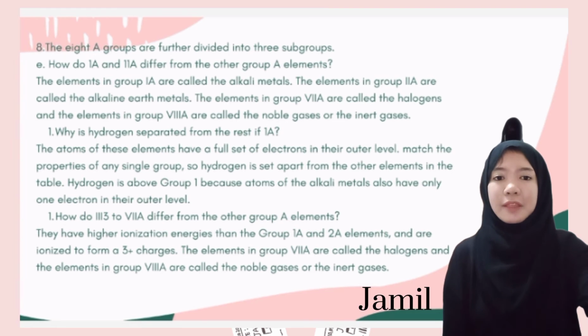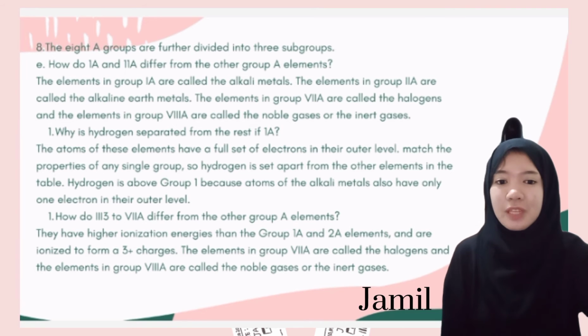And how do A3 to A7 differ from the other group A elements? So our answer is they have higher ionization energy than the group A1 and A2 elements and are ionized to form positive charges. The elements in group A7 are called the halogens, while the elements in group A8 are called the noble gases or the inert gases.